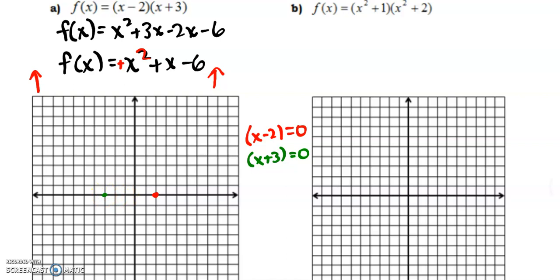My y-intercept is what happens when I find f of 0. So when I plug in 0, 0 squared plus 0 minus 6, f of 0 is equal to negative 6. And I could do more. I could get my vertex. I could get a few more pieces of information. But I know that my axis of symmetry is supposed to be halfway between my zeros.